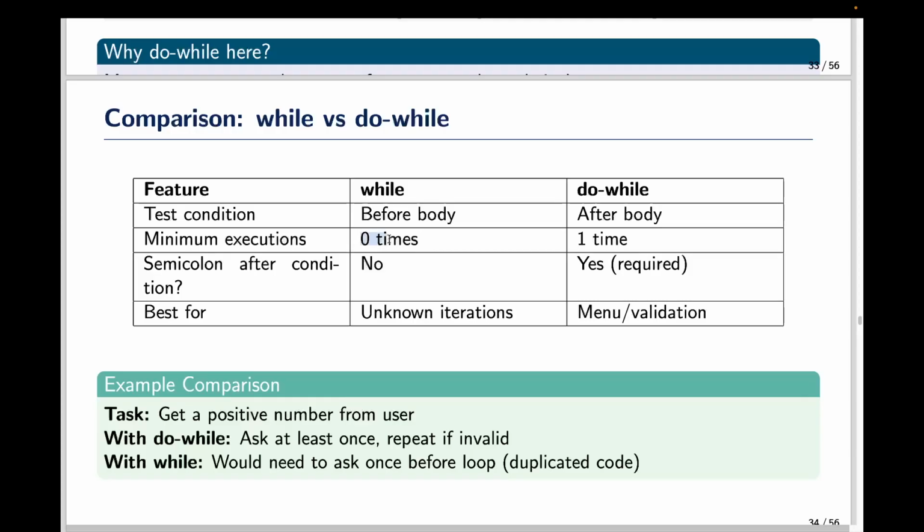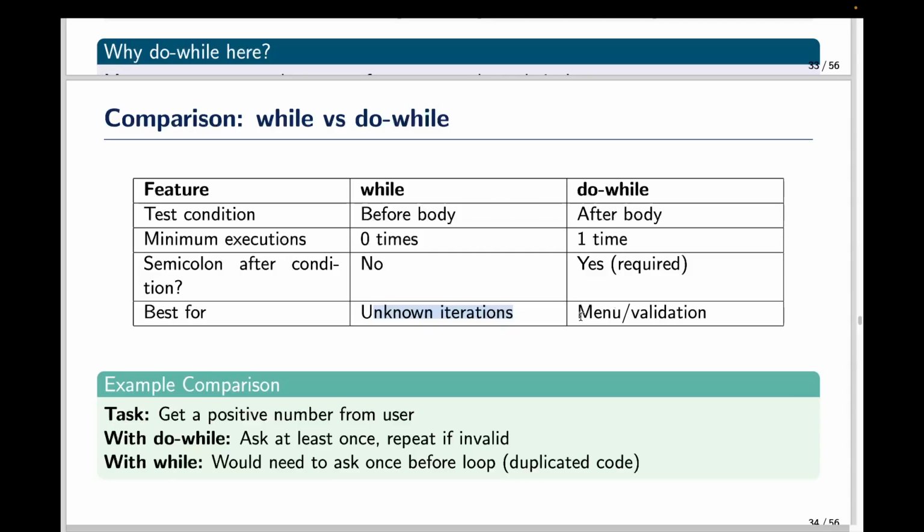Minimum executions for a while loop is 0. If the condition is false, the while loop will never run, because the condition is on the top of the loop. Semicolon after the condition? No, because in a while loop you are not going to put any semicolon, but in a do while loop, yes, it's required. Then the while loop is best for an unknown number of iterations, because you don't know how many iterations you want to do. Then you have to use the while loop, because you are always taking some input and doing some stuff inside the body of the loop.